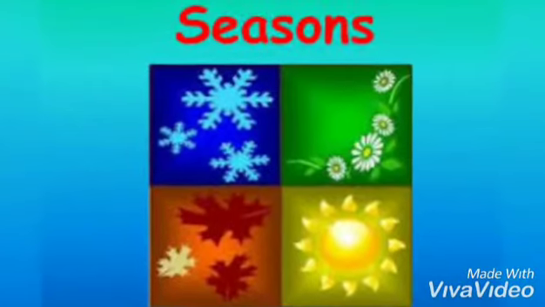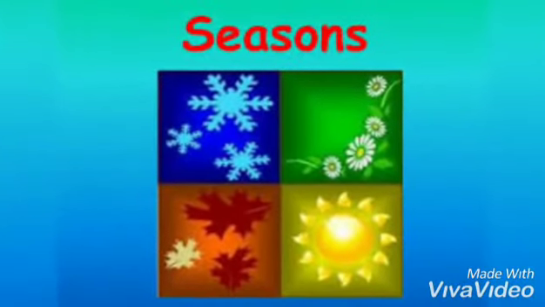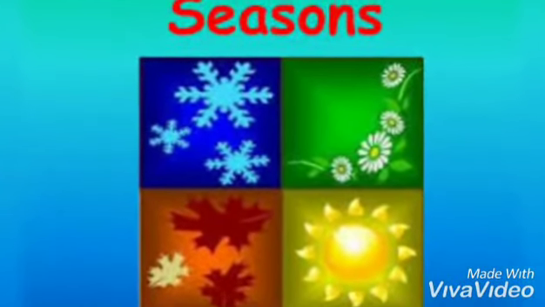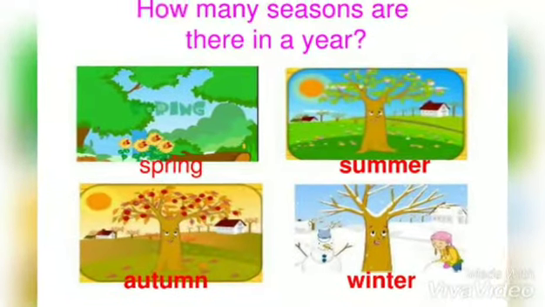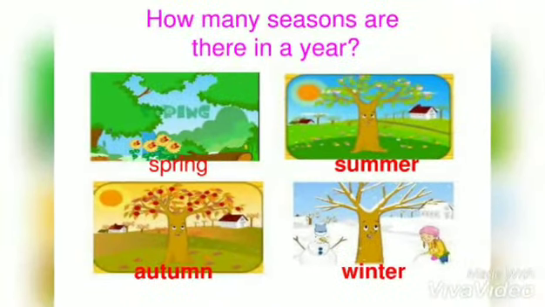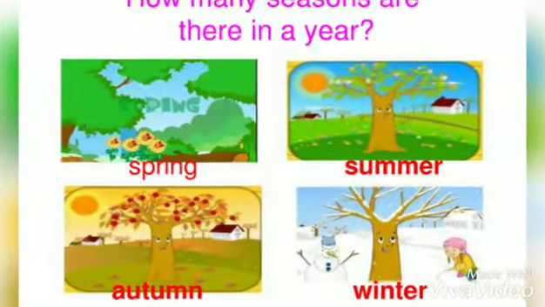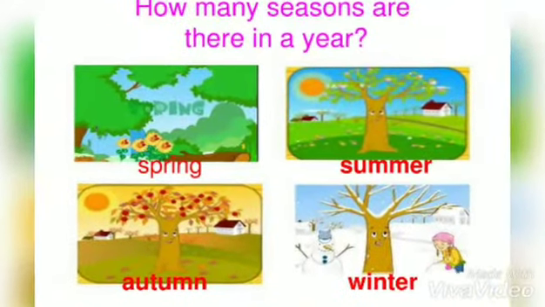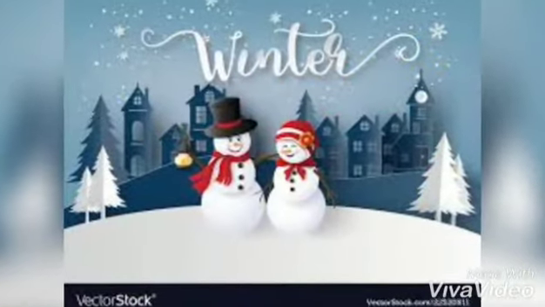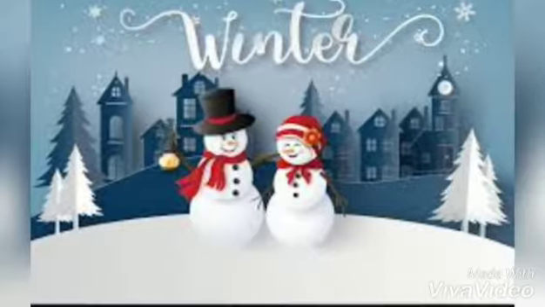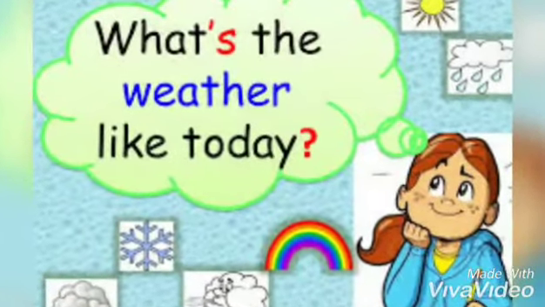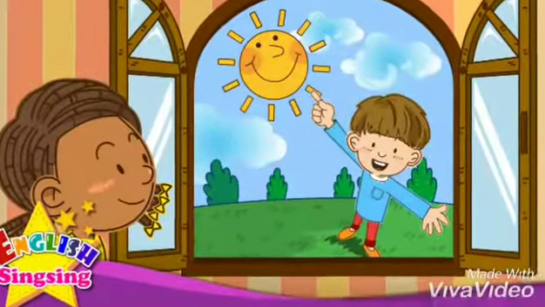How many seasons are there in a year? There are 4 seasons in a year. Spring, summer, autumn, winter. We are in winter season. What is the weather like today? The weather is sunny.